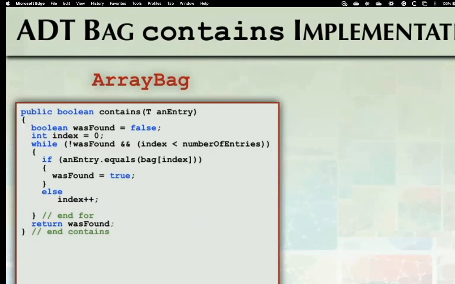Typically, the method would take about n over 2 comparisons. We can conclude that the method contains is big O of 1 in the best case and big O of n in both the worst and average cases. To simplify our example, we've considered a fixed size array. Typically, an array-based bag resizes the array as needed. Doubling the size of the array is a big O of n operation. As mentioned in an earlier lecture, the next n additions would then share the cost of this doubling.